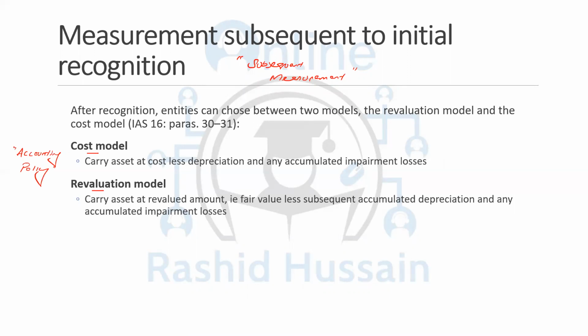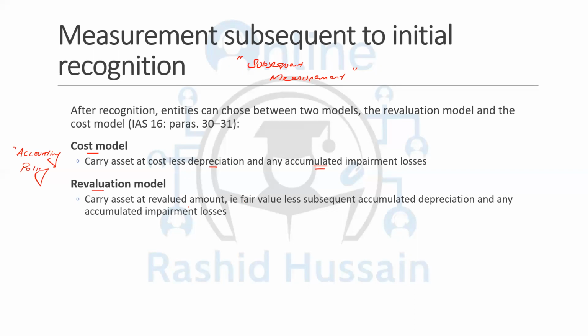So initially we measured the property, plant, and equipment at cost, and now we are having the subsequent measurement. And for the subsequent measurement, we have two models: the cost model and the revaluation model. So in the cost model, asset is going to be recorded at cost less its accumulated depreciation, less its accumulated impairment. And in the revaluation model, we are going to revalue these assets on a regular basis.